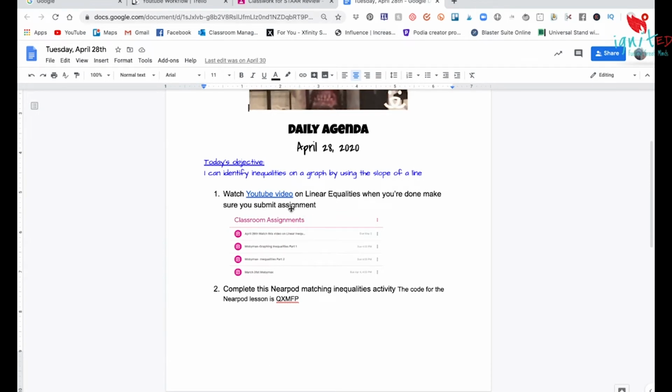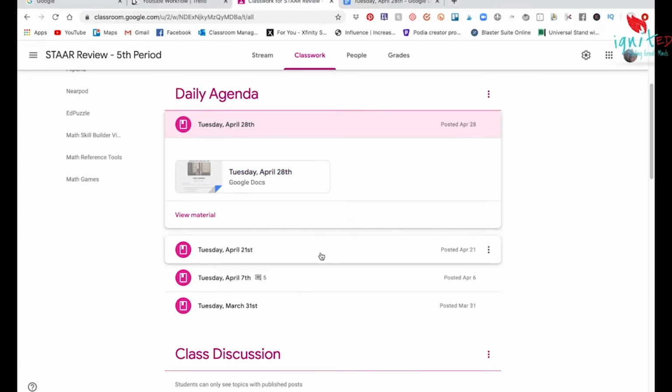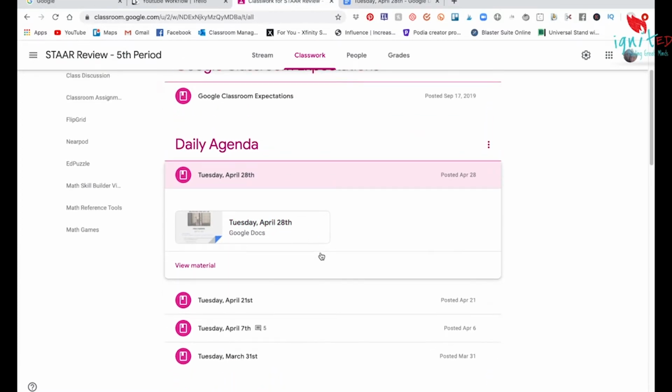Notice within my daily agenda, I have snipped a picture of where the assignment can be found. I also embedded a link. So it's a support for the kids to help them with organization. And if they struggle with reading, they have a picture of it and know where to go. So they can look for that under classwork.